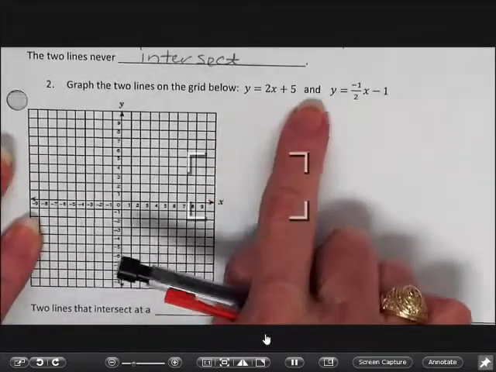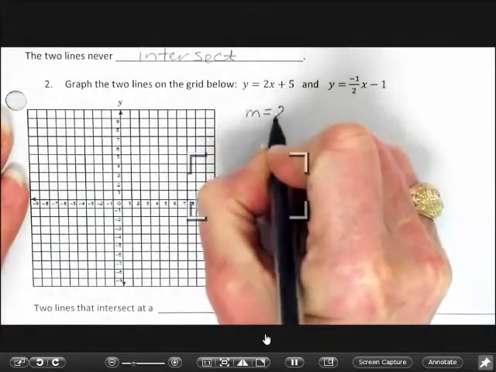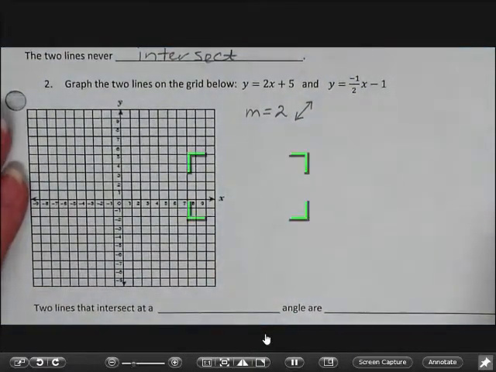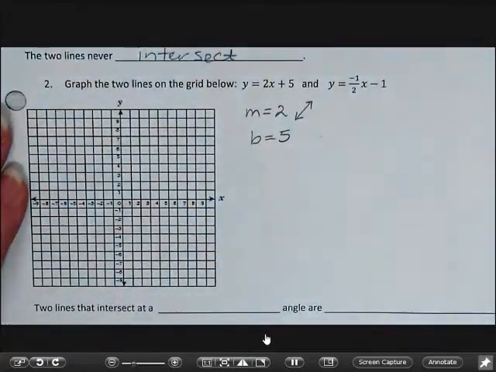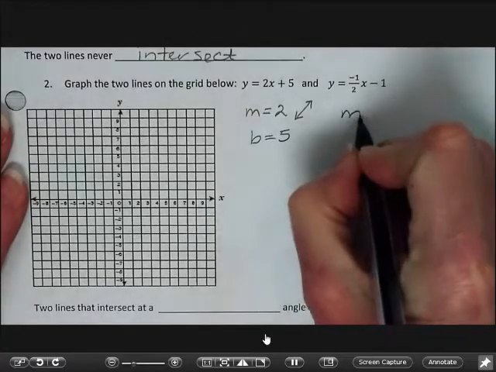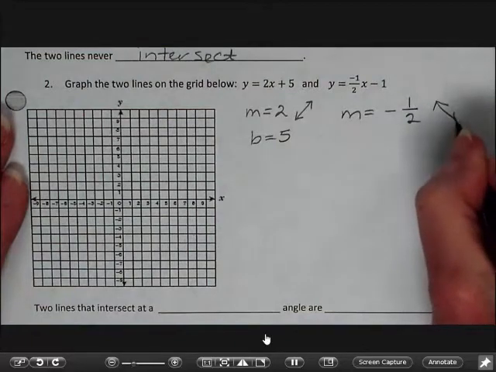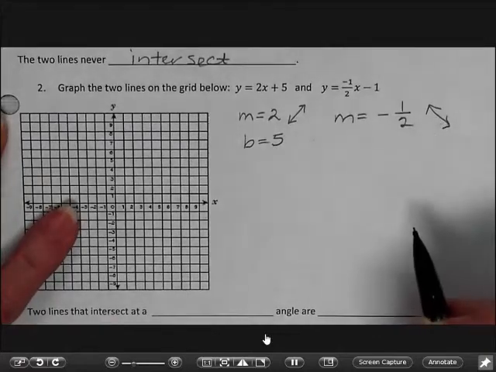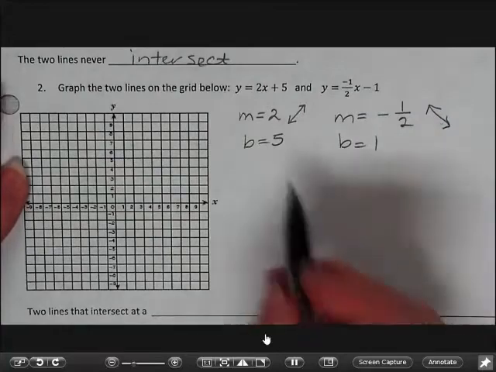Okay? So let's take a look at our next two examples here. On our first line, what's our slope? +2. So let's draw our line going uphill. What's our y-intercept? 5. All right, let's go to our second line. What's our slope? -1. And notice that I know when I graph it, this line is going to be going in the opposite direction. So it's important that you make note of this. What's our y-intercept? -1. So let's graph these two lines.